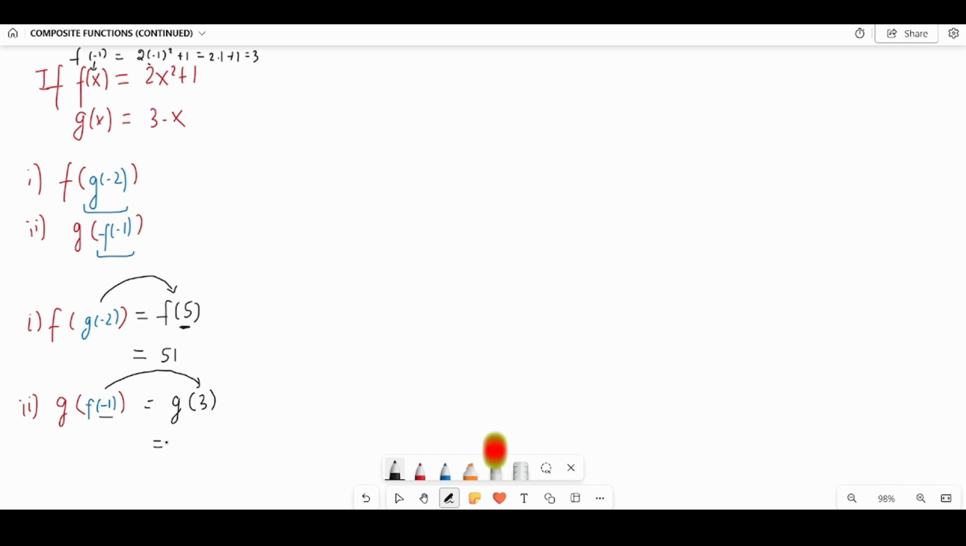Now to find the value of g of 3, we will see this function, that is g of x equals 3 minus x. And here we need to replace x with the desired input 3 everywhere in the function. So we will get g of 3 equals 3 minus 3. You can see we have just replaced x with 3, and that is equal to 0. So that means the value of g of f of -1 equals 0. That's all for this video.